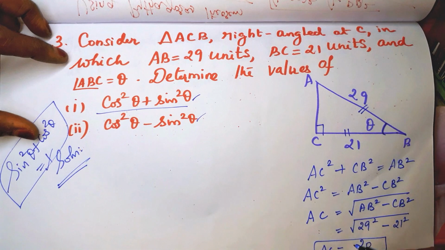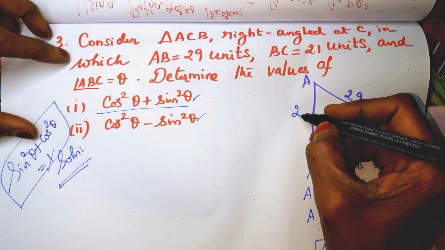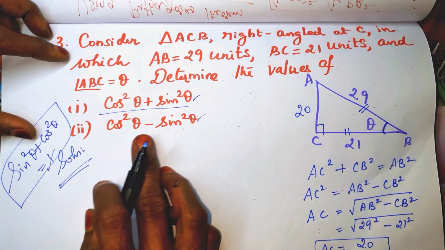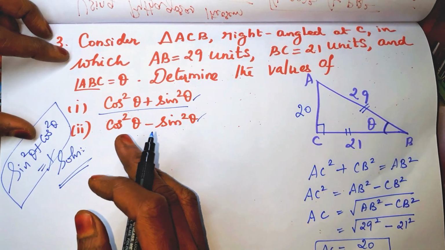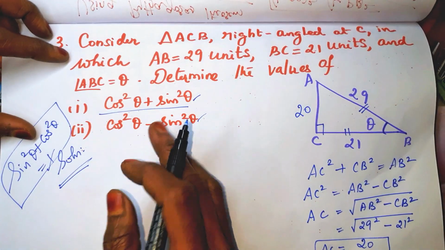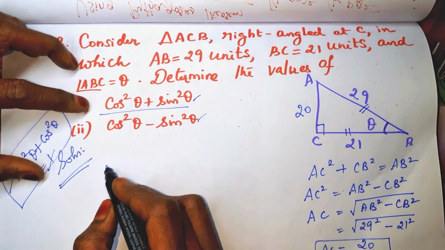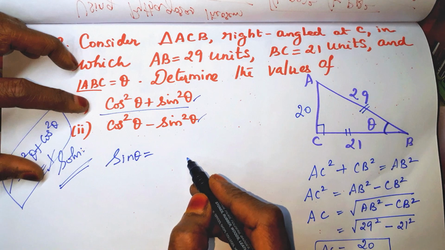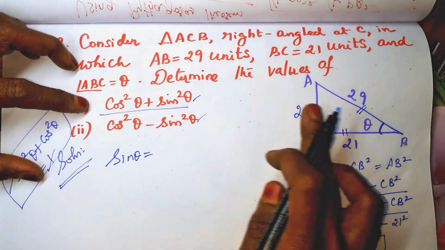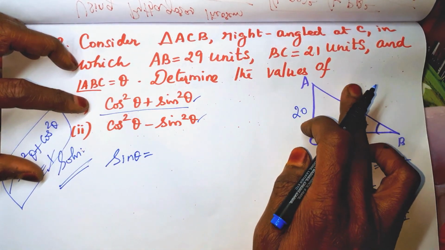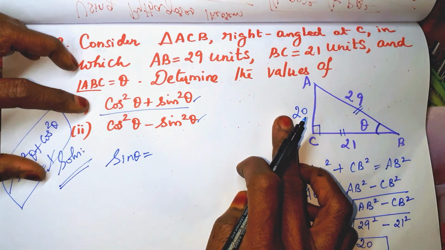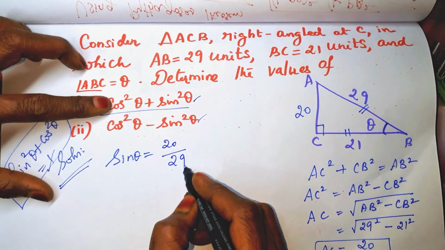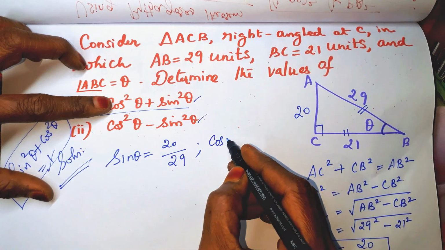Now come to the problem. We got AC as 20 units. So we have to find sine squared and cos squared, then substitute in this. First I have to calculate sine theta. What is the formula for sine theta? Sine theta is equal to opposite side by hypotenuse. What is our opposite side? 20, by hypotenuse 29. And what is the formula for cos theta?